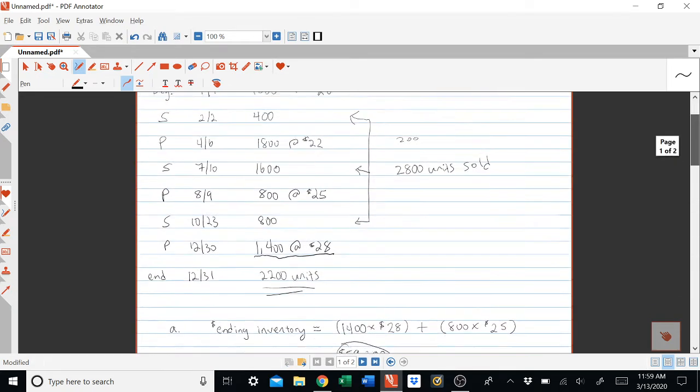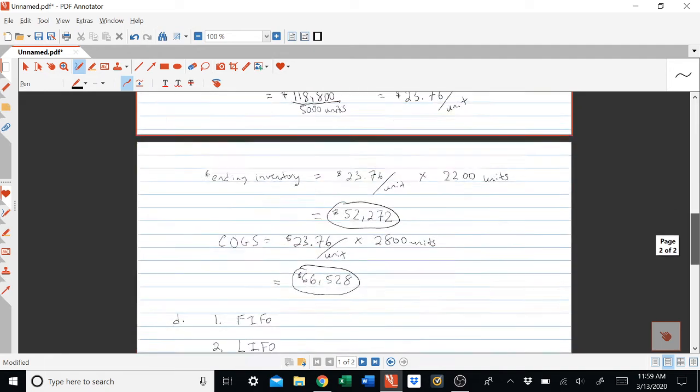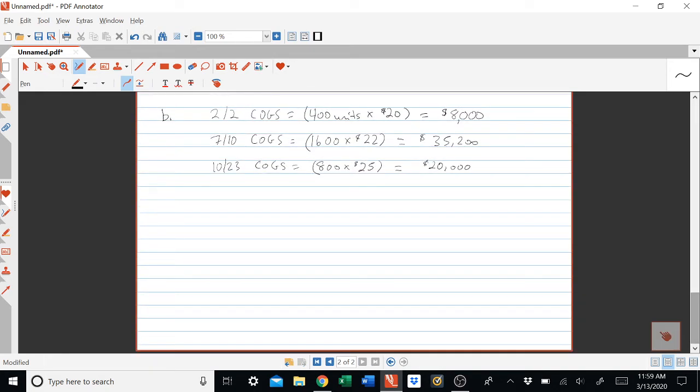And those were all the sales they made. So we just add this up to get our total cost of goods sold under the LIFO assumption, assuming they're using the perpetual inventory system.